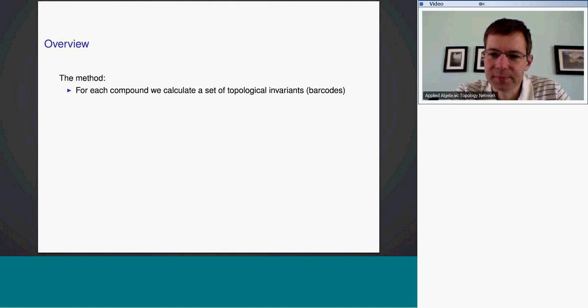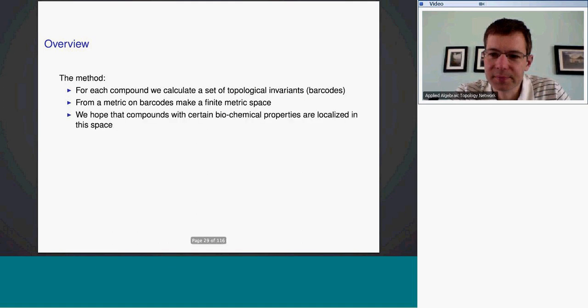What are we going to do? For each compound in some database of compounds, we'll calculate a set of topological invariants called barcodes. Barcodes are going to have a metric on them, so we'll be able to say there's a distance between the barcodes, and to assign a distance between compounds themselves.